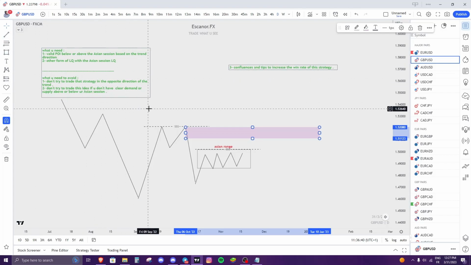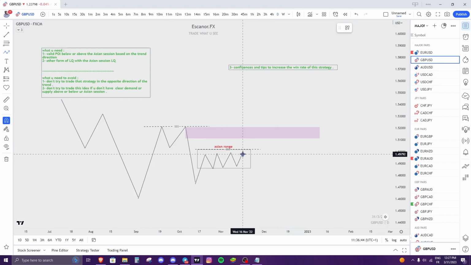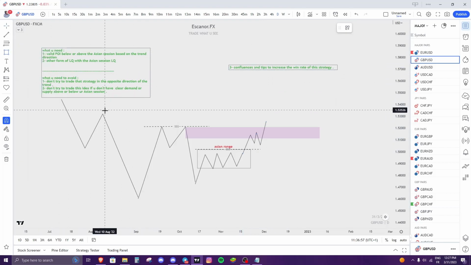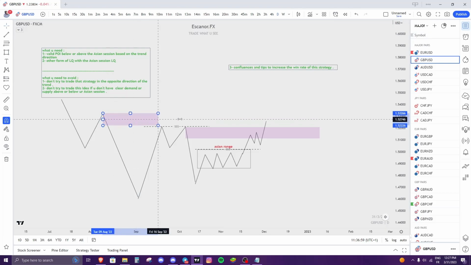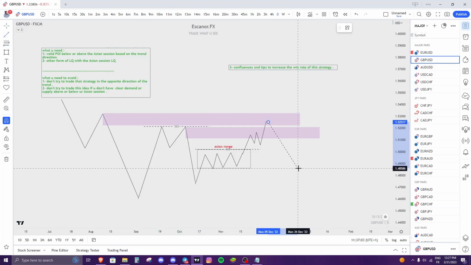So we're going to wait until the two forms of liquidity are taken out, the Asian session and the double top, or the other form, support and resistance, head and shoulders, any other form of liquidity, and then look to sell from this level of supply, targeting as a first TP the Asian low and the second TP the last low here.